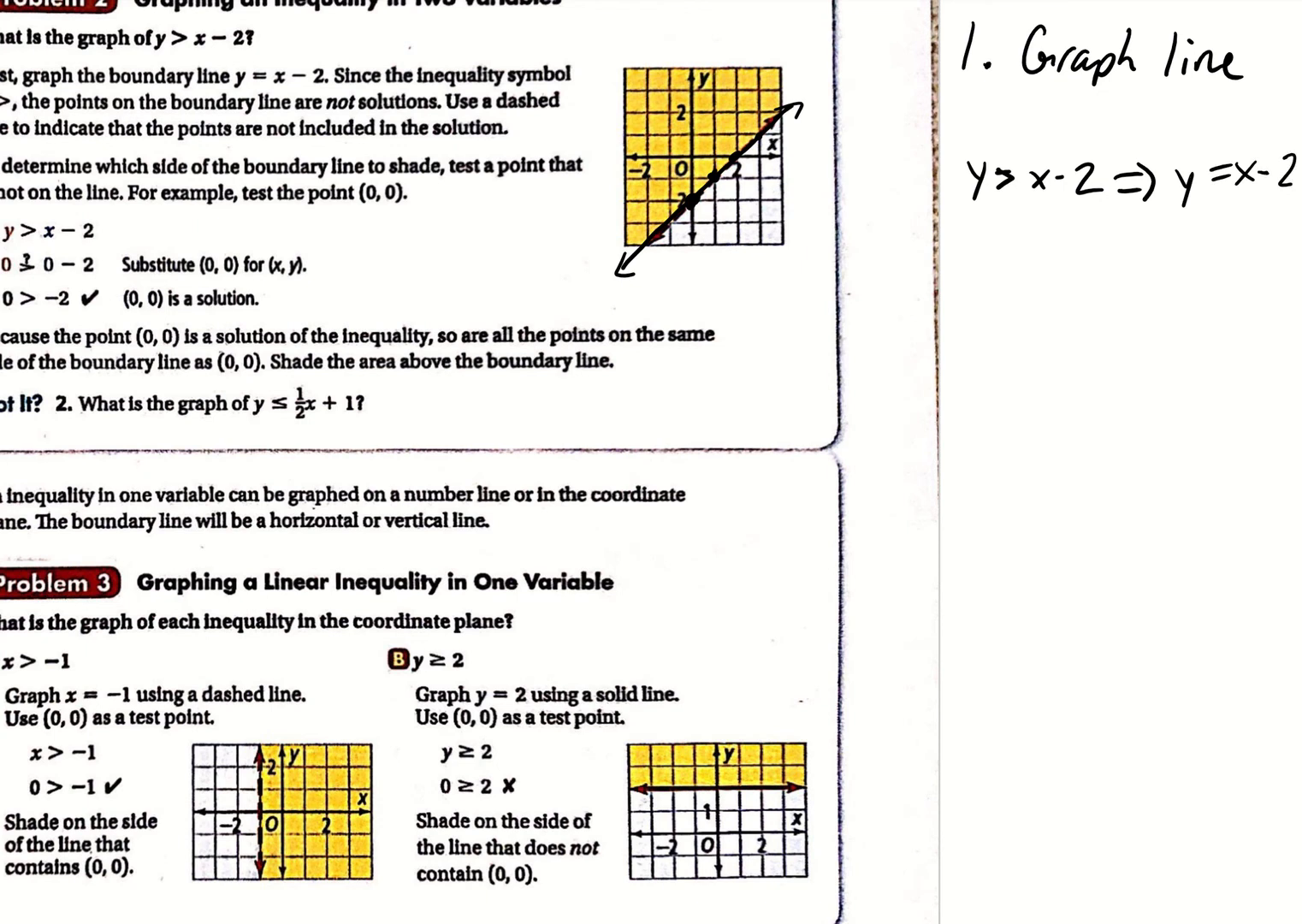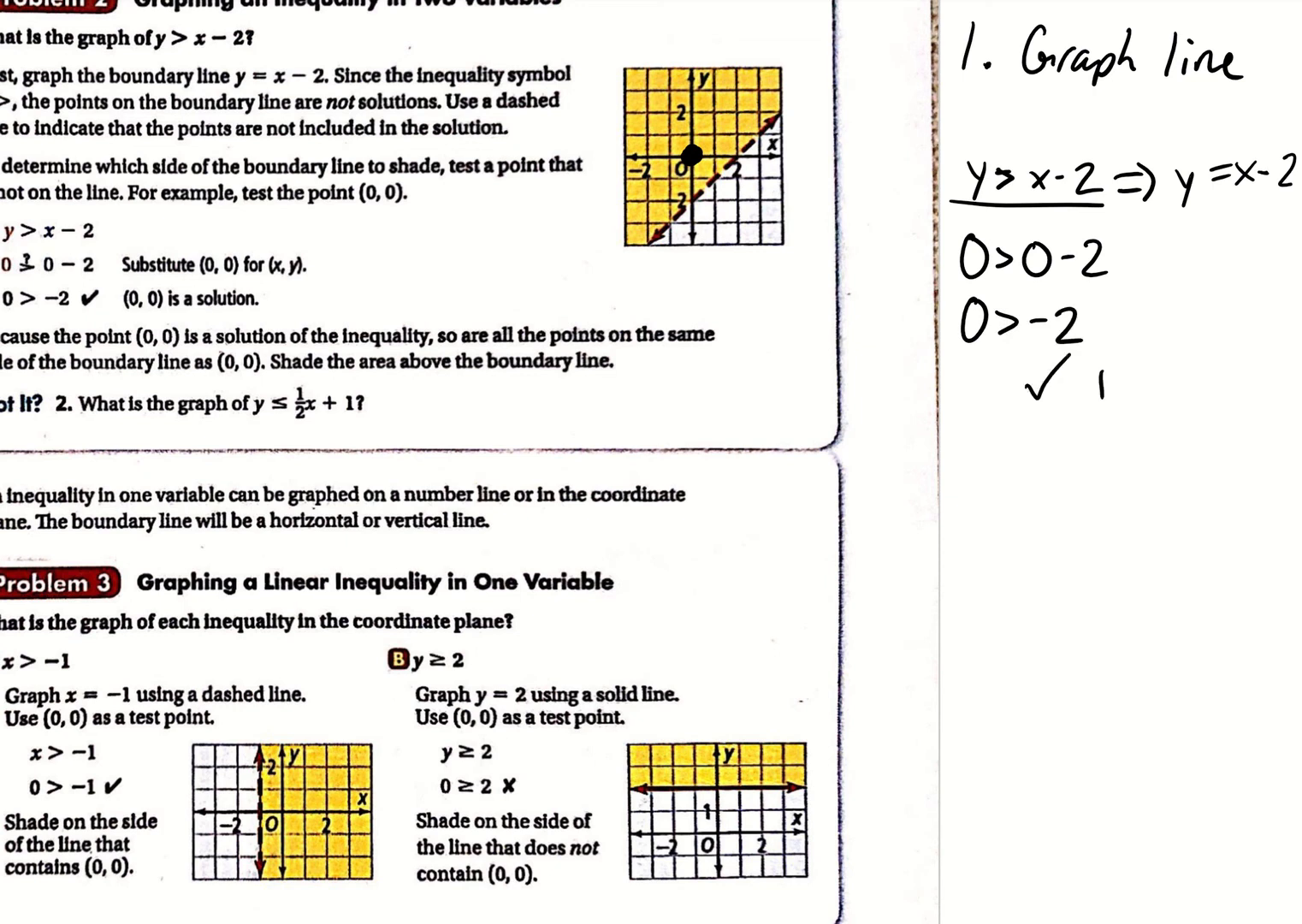And then once you've graphed it, you're going to go ahead and plug in to see which side you want to shade, okay? So if I just pick any point, let's say I want to do the origin, okay? I think that's typically the easiest point to do, is just do the origin. So I'm going to plug in 0, 0 for our equation. So we have 0 is greater than 0 minus 2. So we have 0 is greater than negative 2.